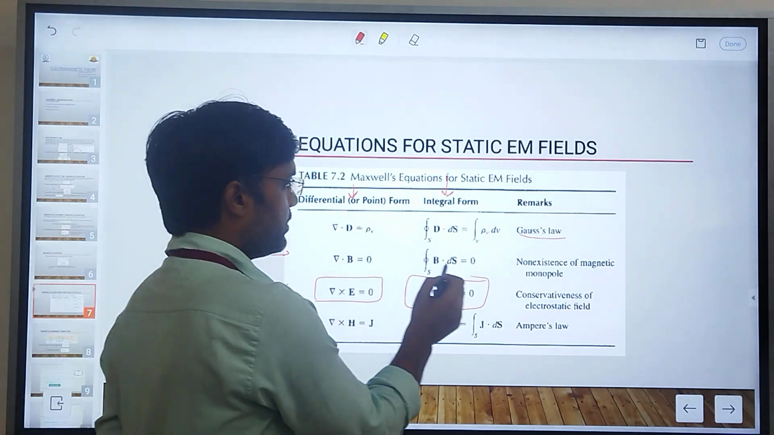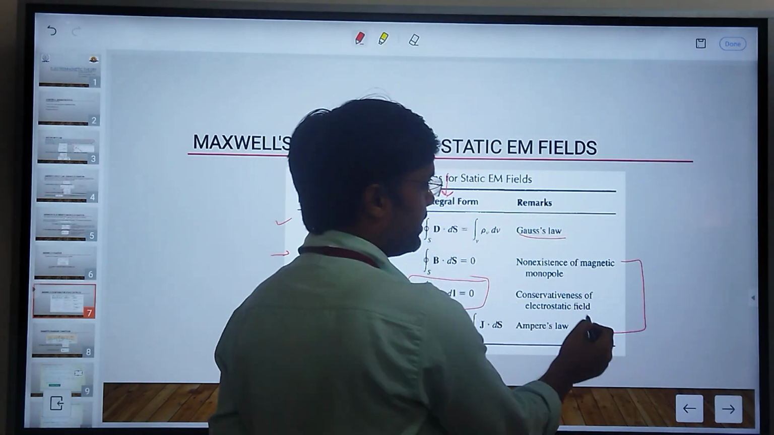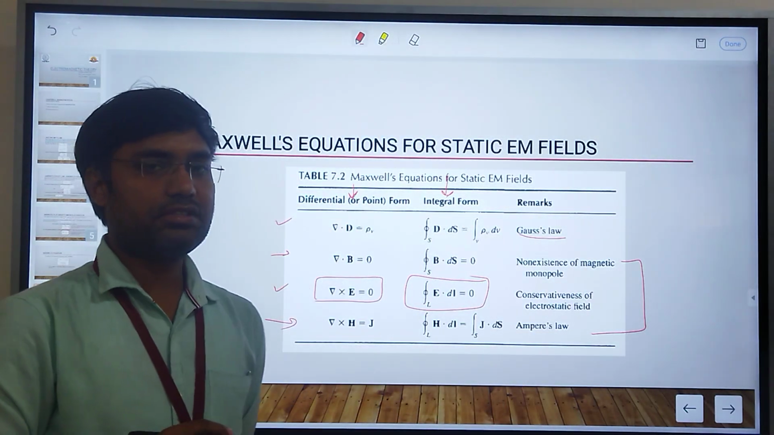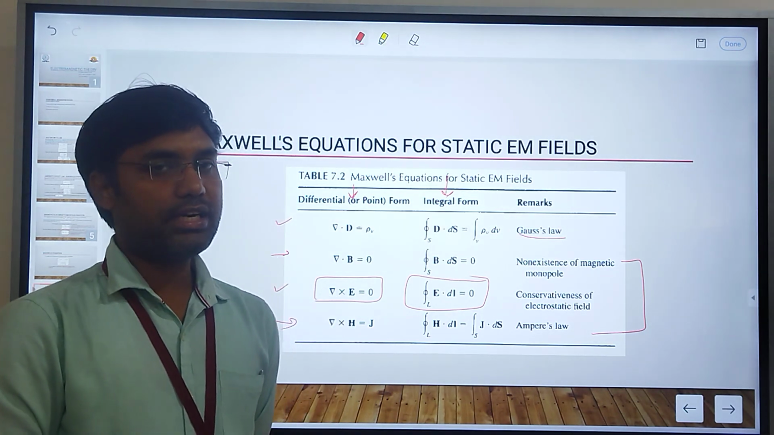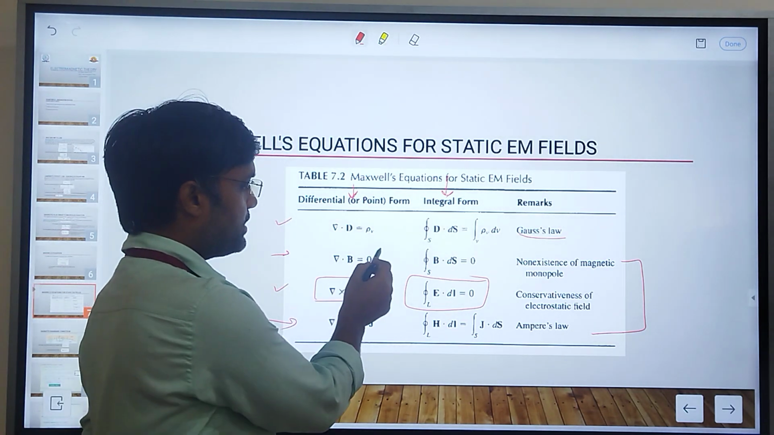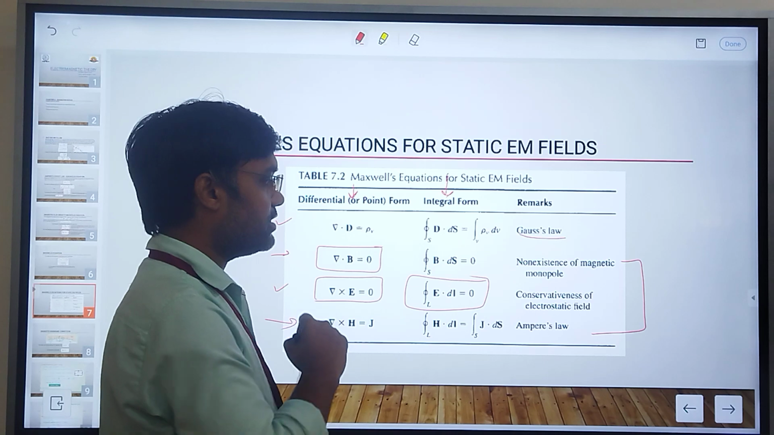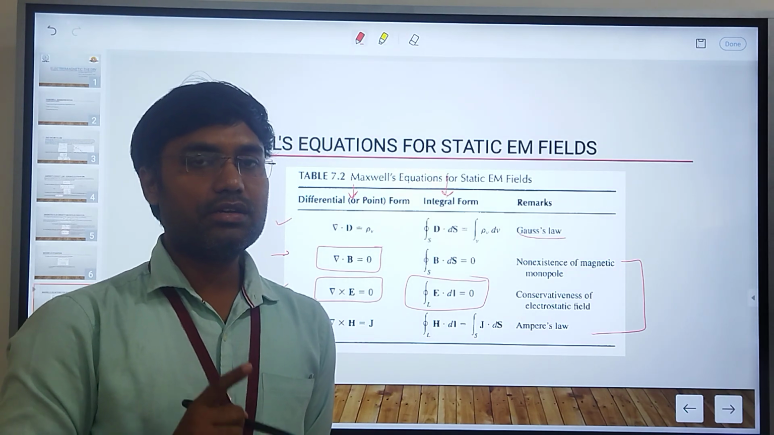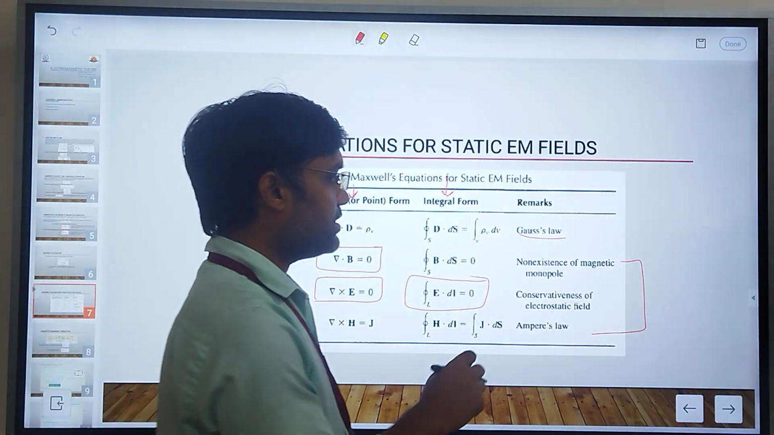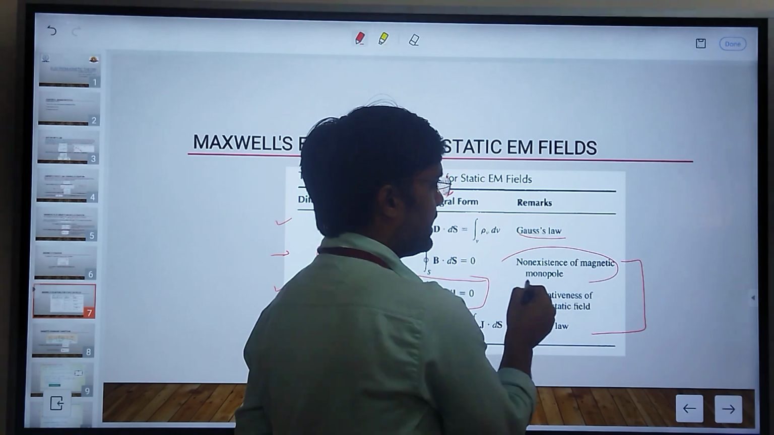Now come to the 2nd and 4th equations. These are the Maxwell's equations derived from magnetostatics. Equation 2 represents the divergence of magnetic flux density equal to 0. This shows the Gauss law for magnetostatics. We can say non-existence of magnetic monopole.